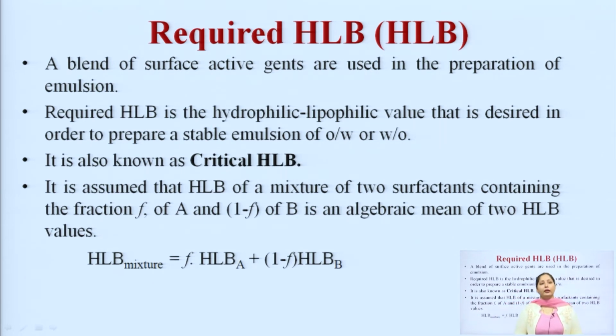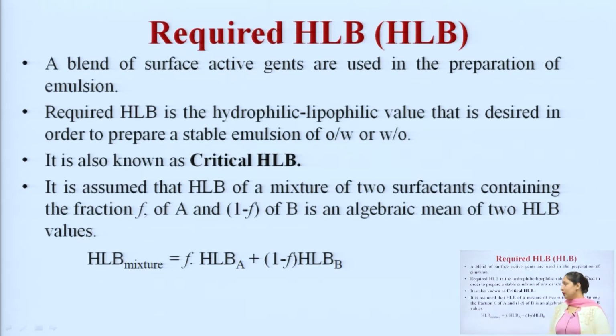It is assumed that the HLB of a mixture of two surfactants, containing fraction F of A and 1 minus F fraction of B, is an algebraic mean of the two HLB values. So, how are we going to calculate the required HLB value?